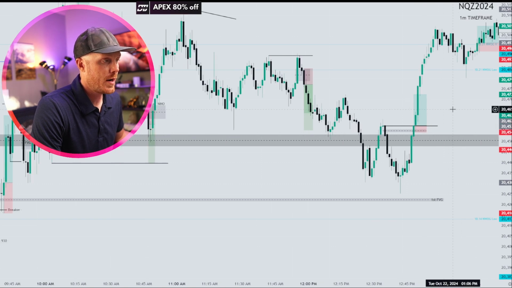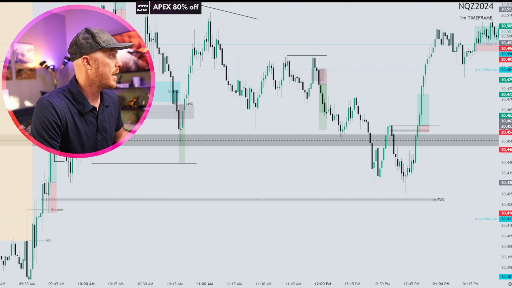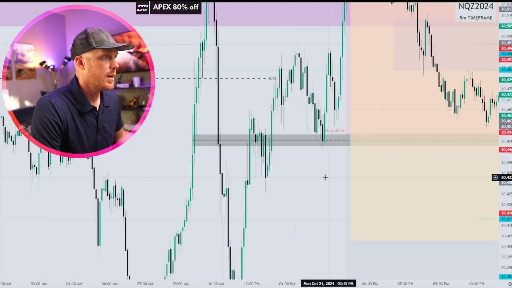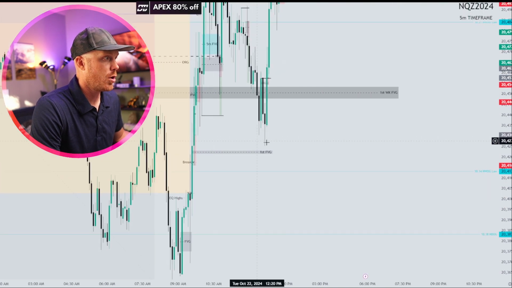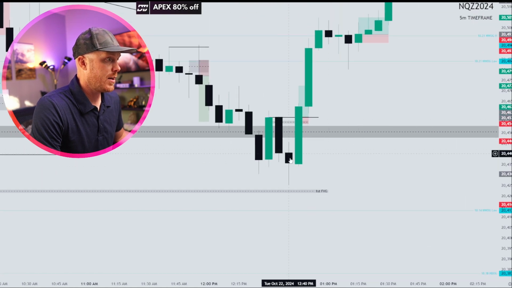It would have been this one right here, where we have the low, high, lower low, and we break higher. If we zoom out to the 5-minute, let me show you what the 5-minute looks like on that retracement. We have this 5-minute candle, these two down close candles right here.